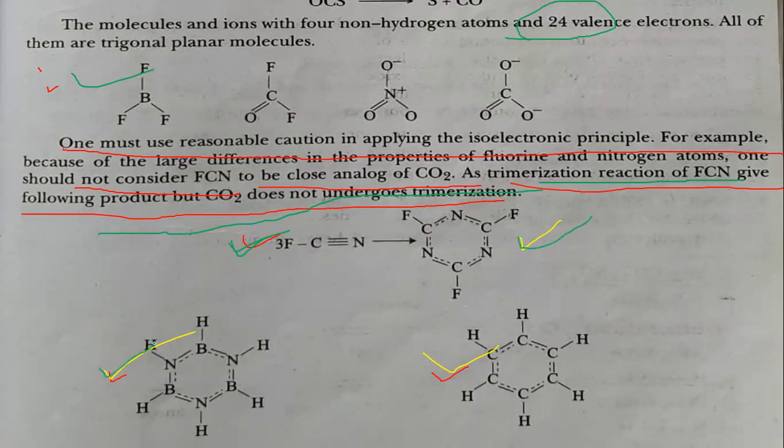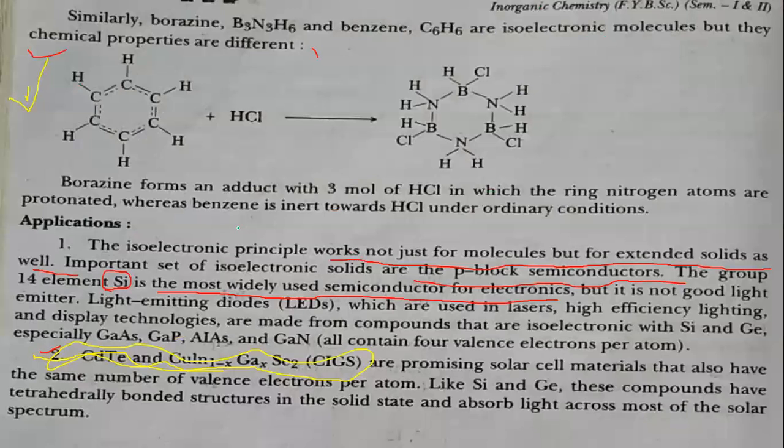Similarly, borazine is there, and similarly benzene is there, so it undergoes trimerization. But this is isoelectronic with the CO2 molecule, and CO2 does not show the trimerization reaction. So we need to be cautious, because the isoelectronic principle says isoelectronic species have similar chemical properties, but certain species do not have the same chemical properties. Borazine and benzene, even though they are isoelectronic, have different chemical properties.